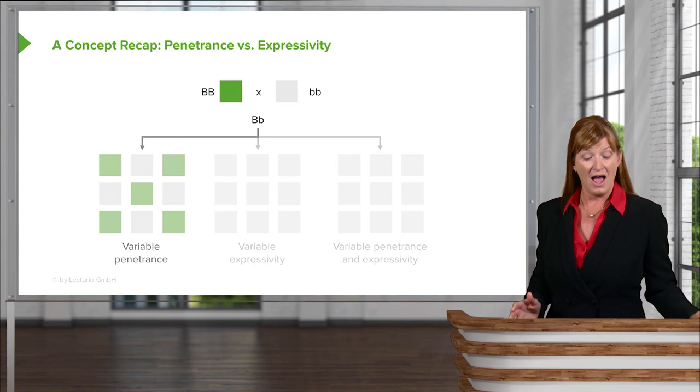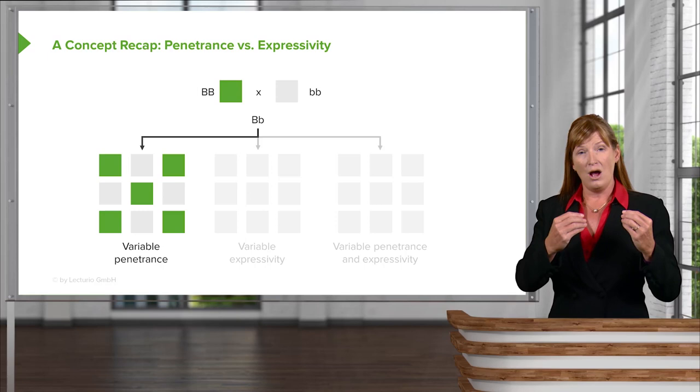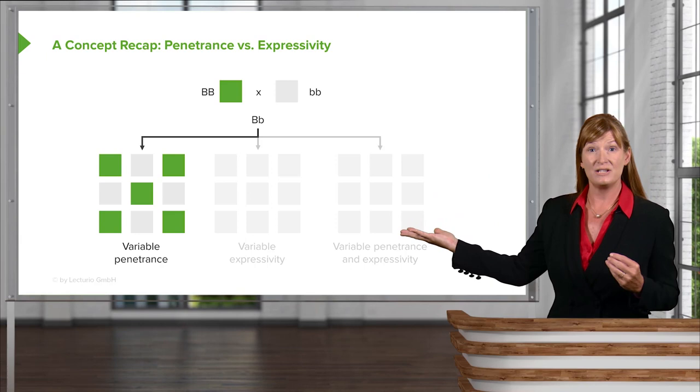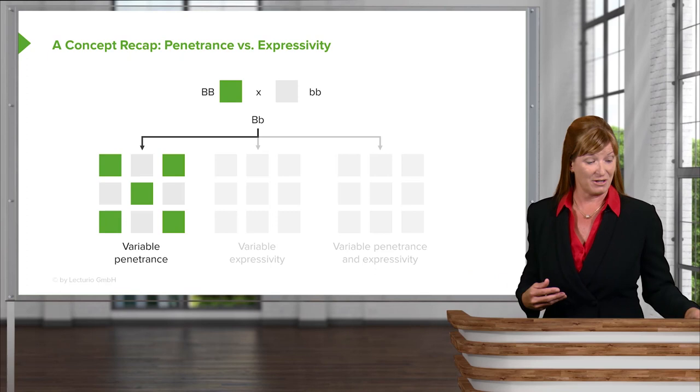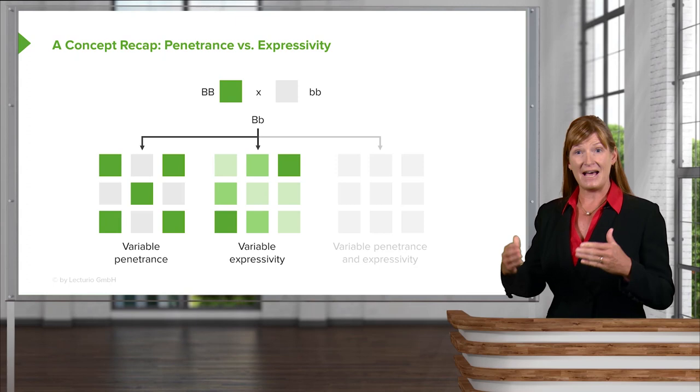So something that has variable penetrance means that even though all of these squares in this image have the genotype for the particular disorder, only some of them express it, and we express that as a percent. Something might have a well-known 90% penetrance, and you could probably find that in McKusick's book. So variable expressivity then means that there is a varying degree of expressivity.